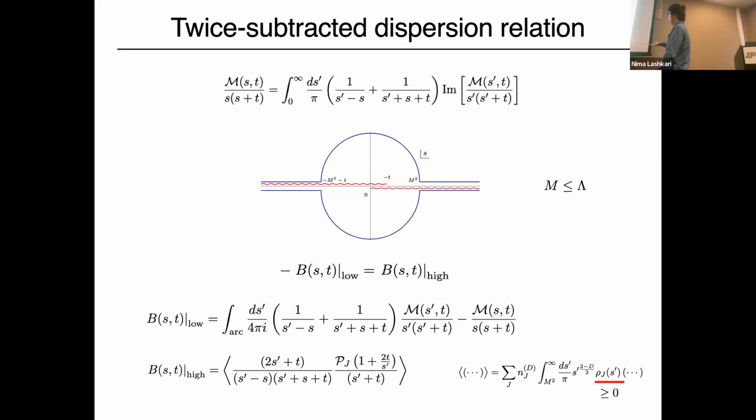So the equation will depend on s and t, because it comes from originally starting with your amplitude.